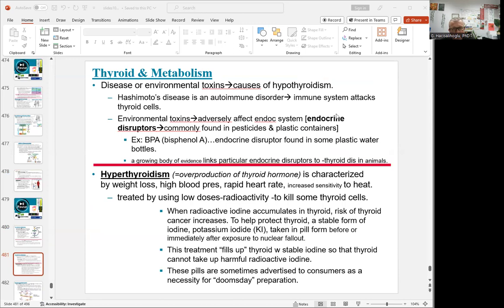And there is some more information here about the thyroid and metabolism. You can read about it.